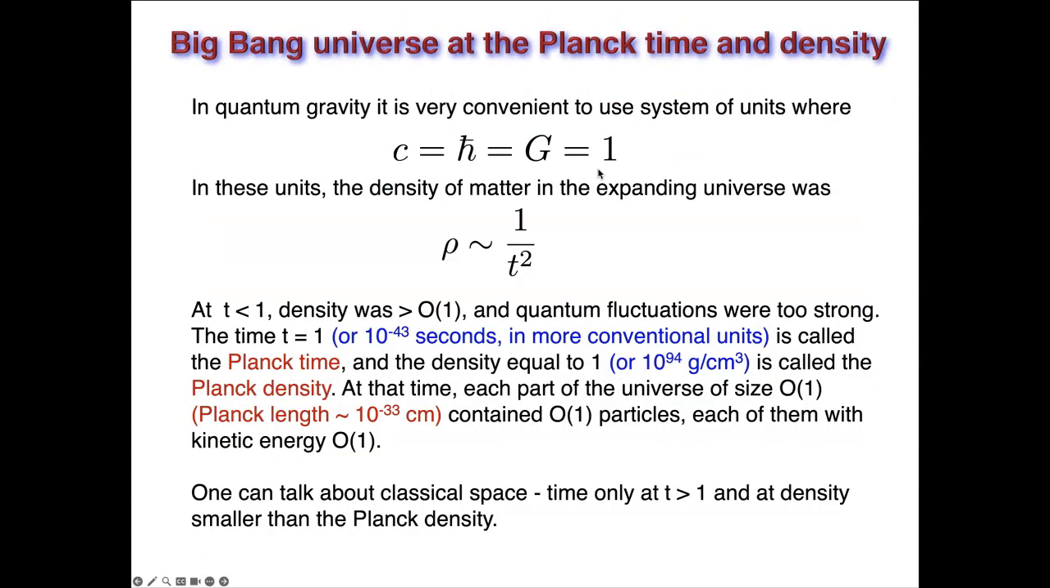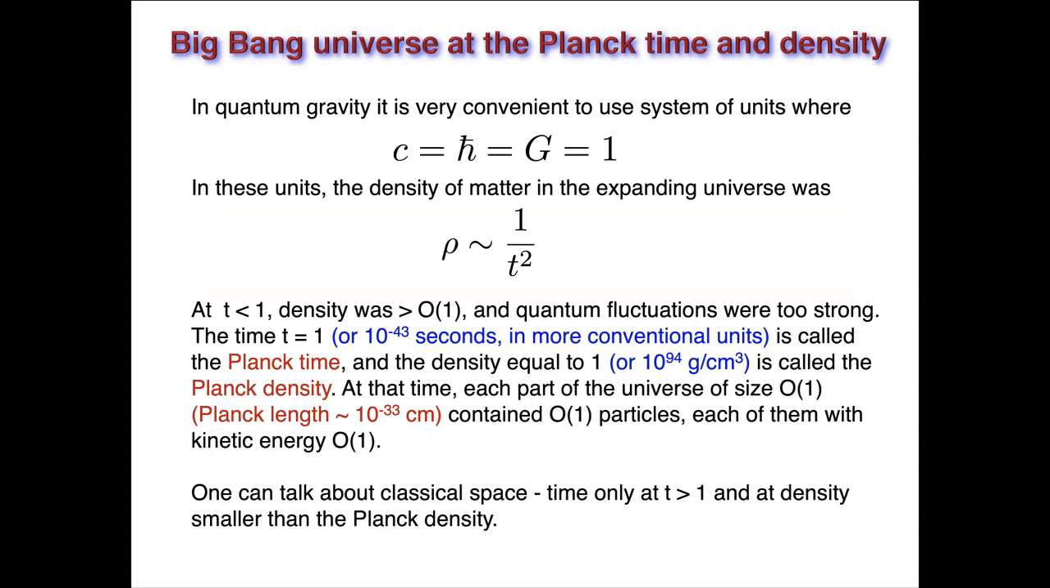Okay, so here are some facts from quantum gravity. If we study quantum gravity, or GR in general, it's quite convenient to use the system of units where the speed of light, h bar and the gravitational coupling constant are 1. It's just a rescaling of units, and in these units many things can be explained more easily.